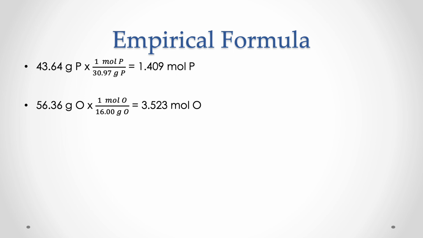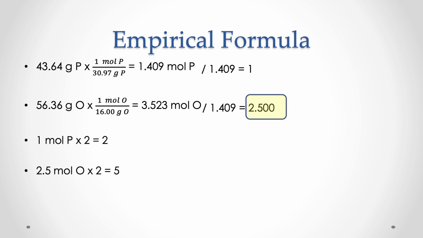This mole ratio isn't the simplest whole number ratio, so we can divide each mole by the smaller value. Notice that dividing by the smallest moles results in a fraction for oxygen. This isn't the simplest whole number ratio either. When a fraction occurs at this point, we can multiply all the moles by a whole number in order to obtain a whole number ratio. In this case, 1 mole of phosphorus and 2.5 moles of oxygen can be multiplied by 2 to give an empirical formula of P2O5.